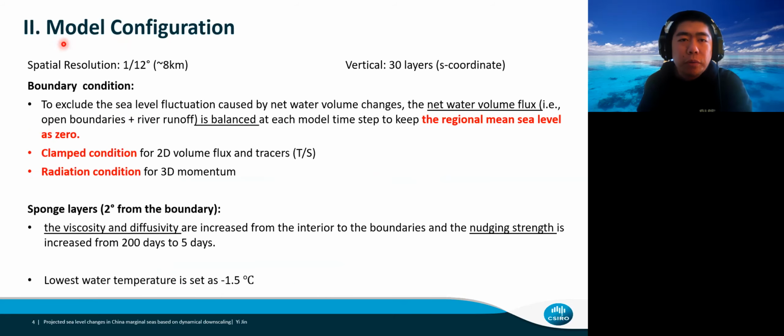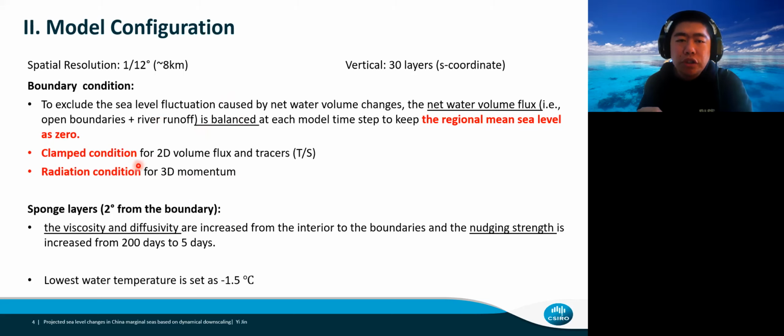And the second part is the model configuration. The spatial resolution of the regional model is 1/12 degree, roughly 8 kilometers, and there are 30 layers in the vertical. For the boundary condition, to exclude the sea level fluctuation caused by net volume changes, the net water volume flux, namely the open boundary transport and the river runoff, is balanced at each time step to keep the regional mean sea level at 0.